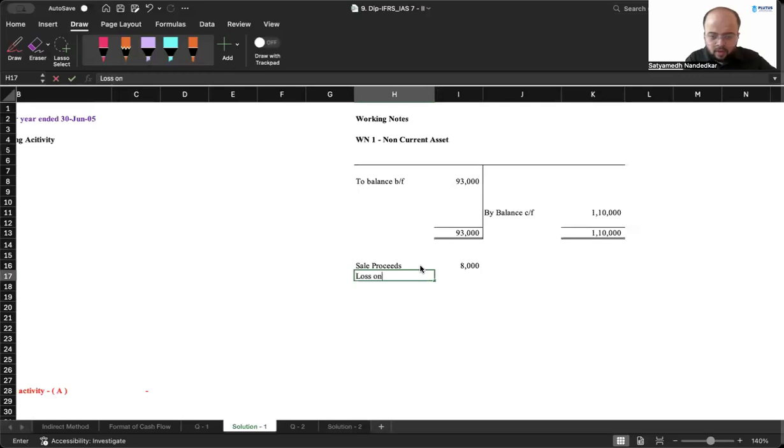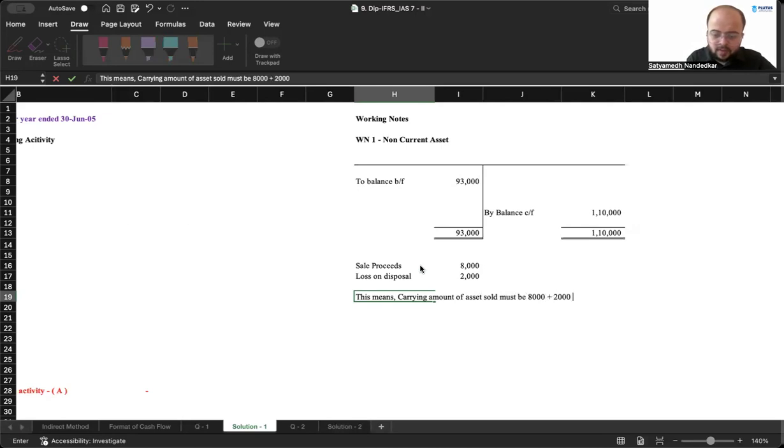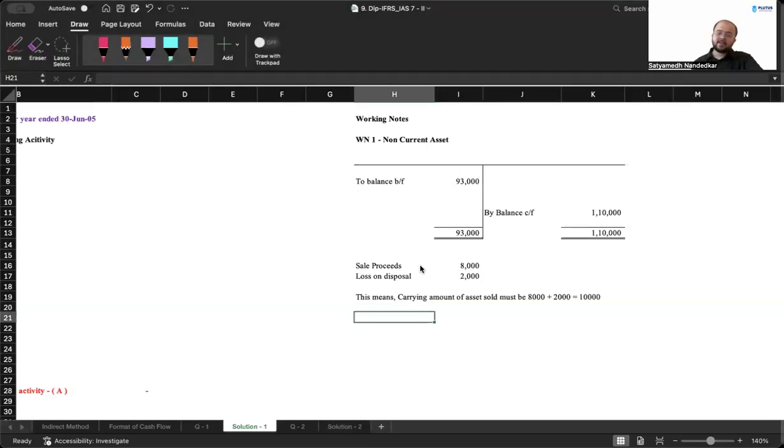And what is loss on disposal? 20 lakhs. So sale proceeds are 80 lakhs. Loss on disposal is 20 lakh. That means what must be the carrying amount of the asset sold? So this means carrying amount of assets sold must be 8,000 plus 2,000, that is 10,000. Okay, so an asset with this particular value was sold.